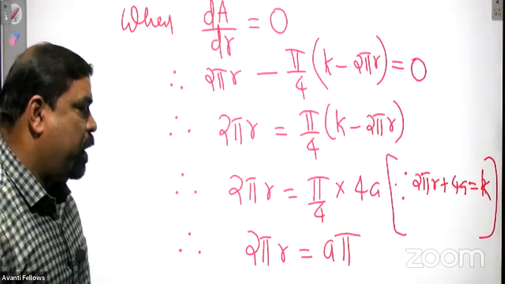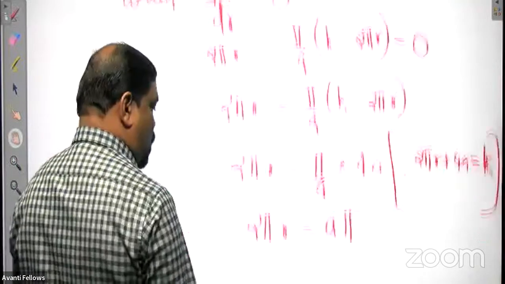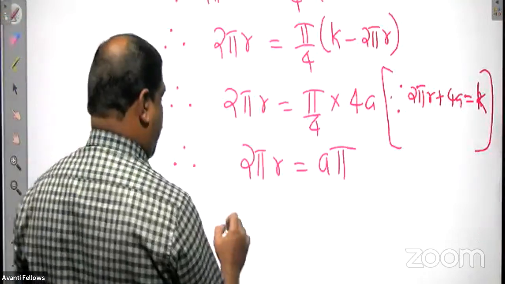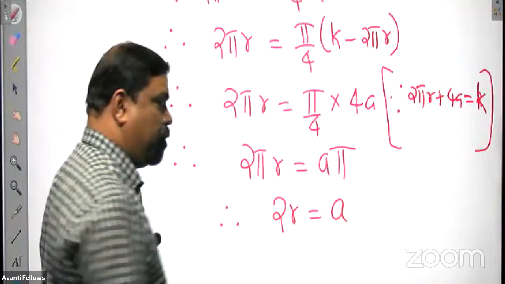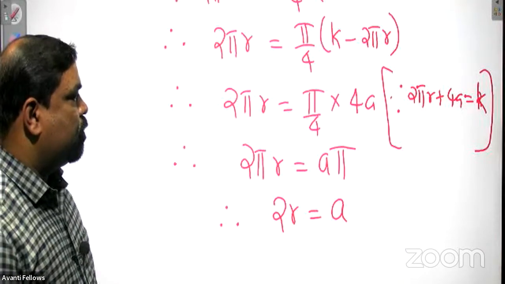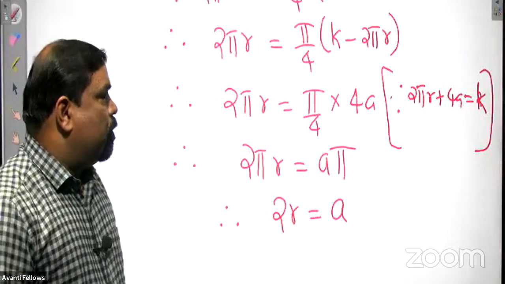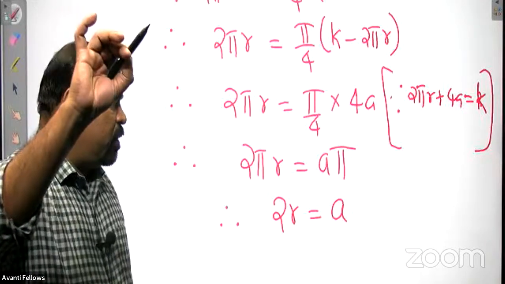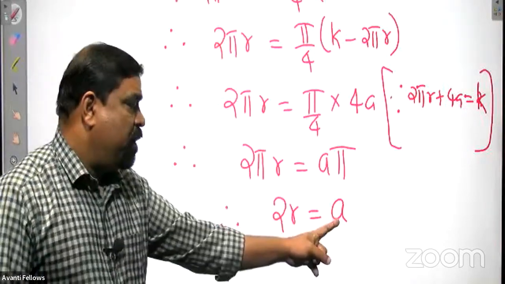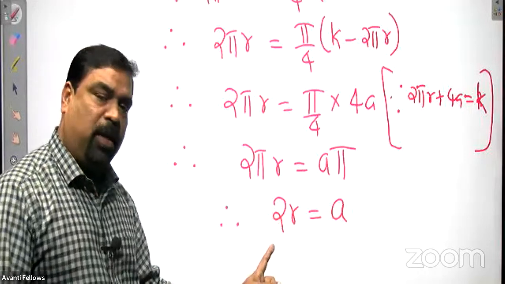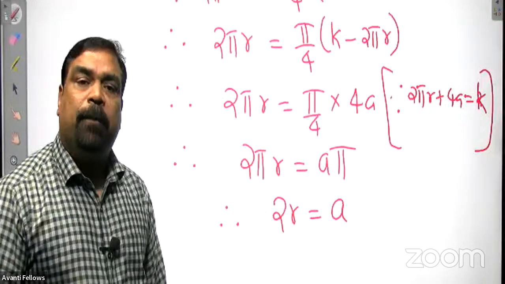4 and 4 will cancel. And both sides we can see pi. Pi is common, so pi also can be cancelled. So what is remaining? 2r is equal to a. So we have received the answer. When the area is minimum, directly we got the answer. When the area is minimum, what is the value of a? A is equal to 2r. That is, the side of the square is equal to double the radius of the circle.